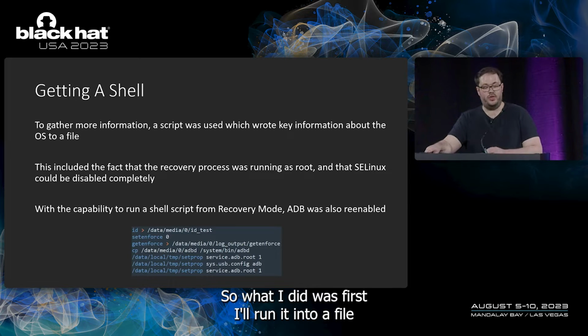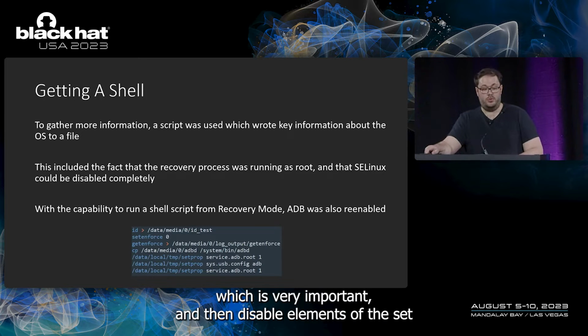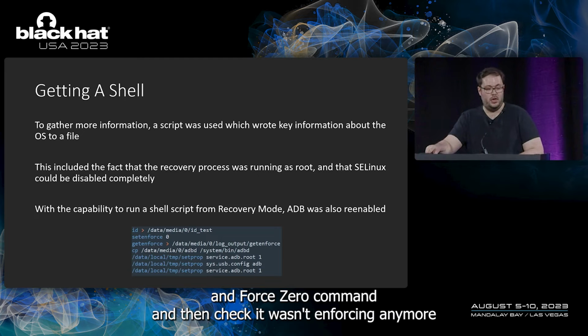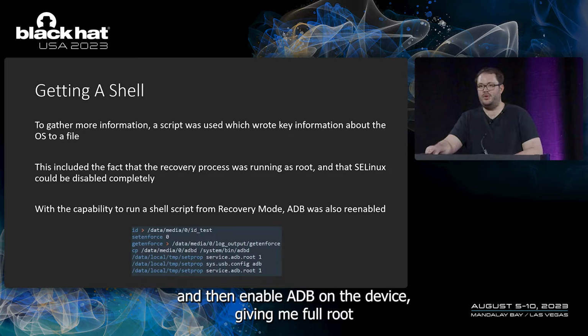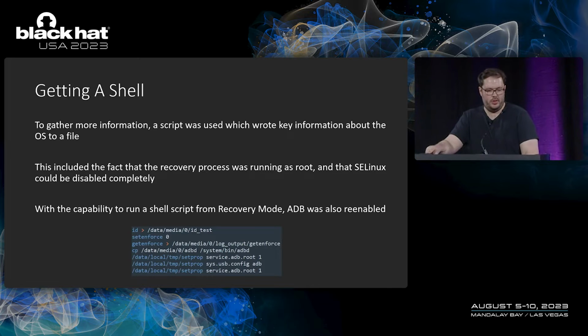So first I ran the id command into a file so that I could see if I was running as root or not, which was very important. Then I disabled SELinux with the setenforce 0 command, checked it wasn't enforcing anymore, and then enabled ADB on the device, giving me full root shells into the device via USB in recovery mode, which was very powerful.